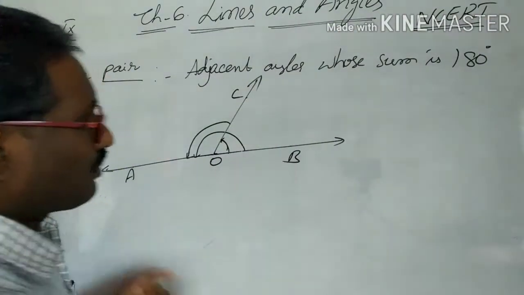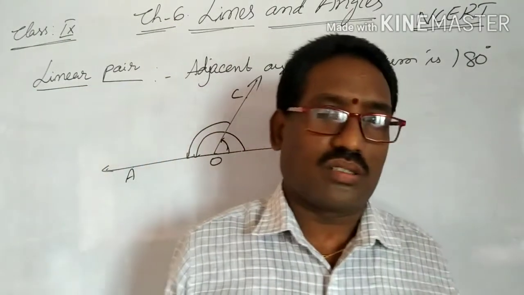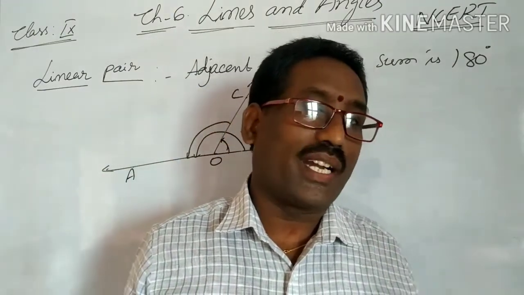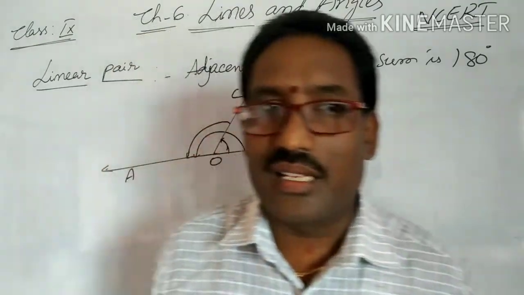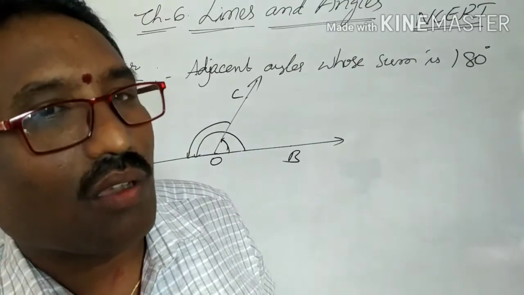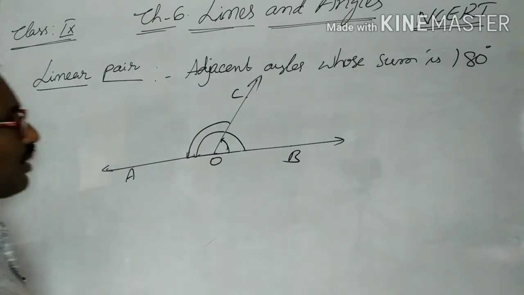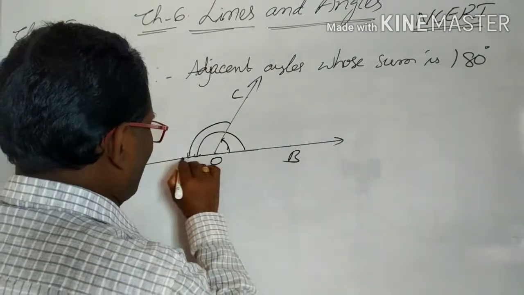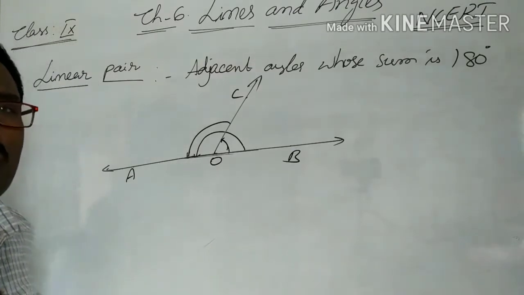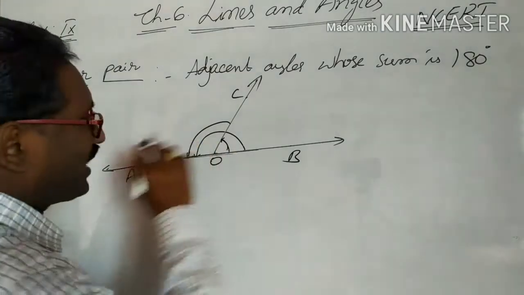What is the meaning of linear pair angles? First you have to check whether the two angles are adjacent, and whether their sum is equal to 180 degrees or not. The angles should be adjacent and their sum should be 180 degrees. That is called a linear pair. Now observe here. Suppose this is a straight angle. Straight angle is how many degrees? Straight angle is 180 degrees.